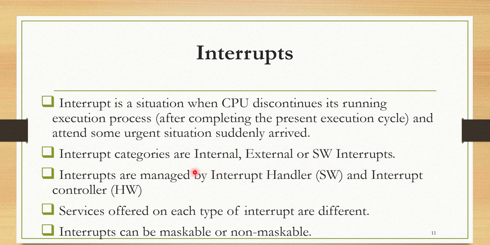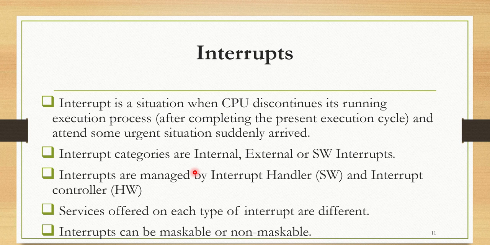Now, when an internal interrupt comes, suppose some error has come while processing. Suppose you are in a computation and you are dividing some number by zero. So there is an internal error. It raises the flag and informs the CPU that something wrong happened. So this is an example of an internal interrupt.